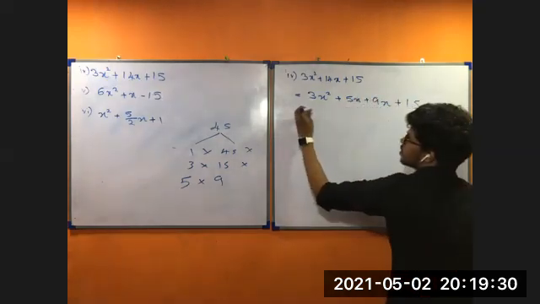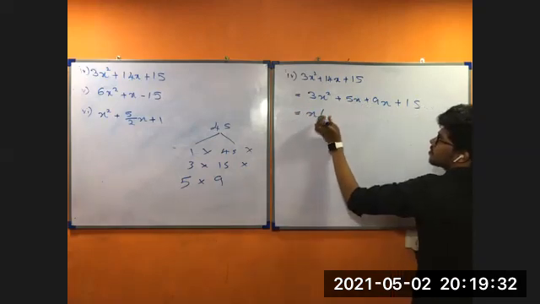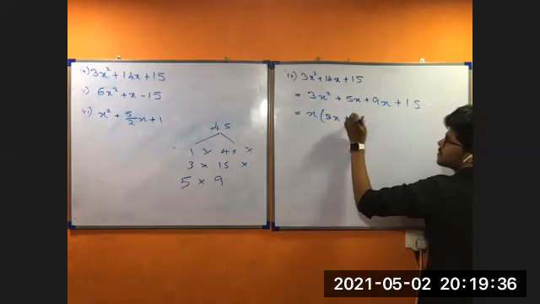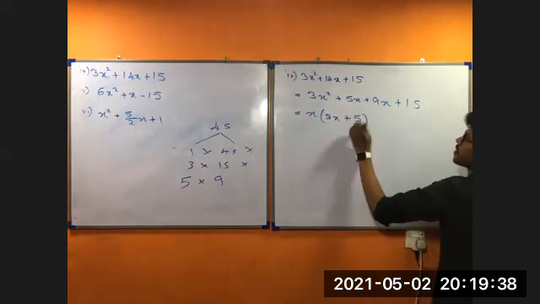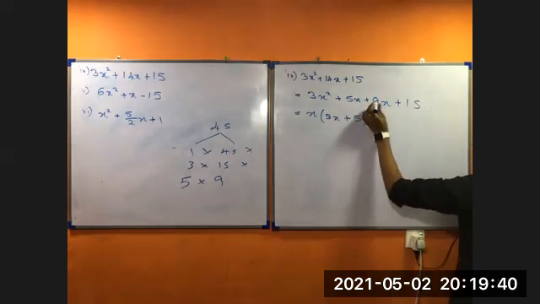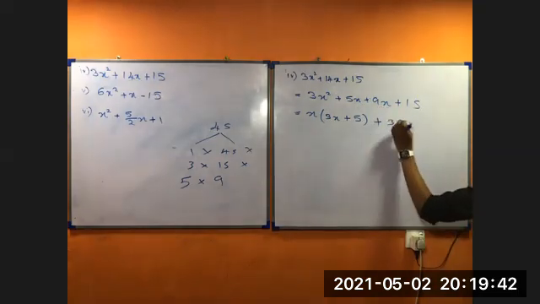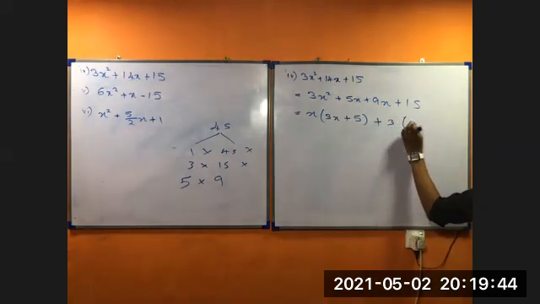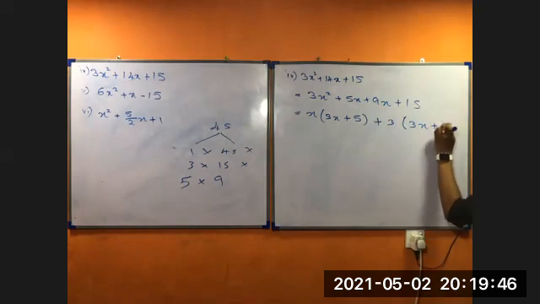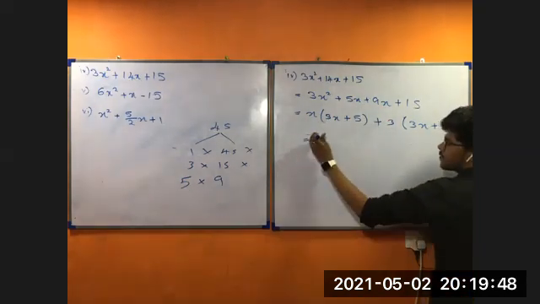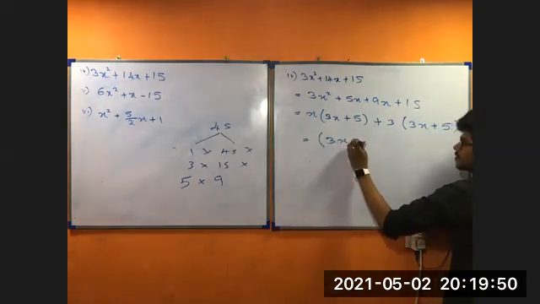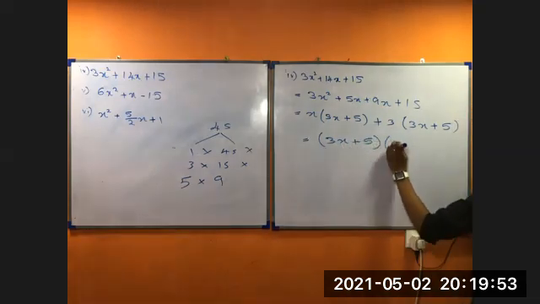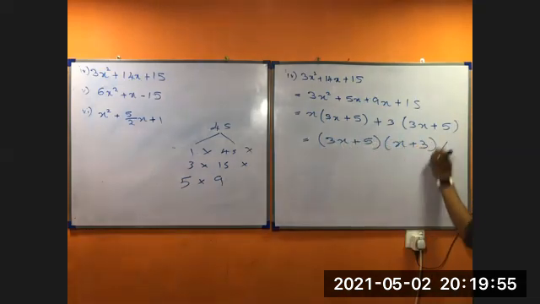So you take x outside. So you have x times 3x plus 5. Then plus, you take 3 outside. You have 3 times 3x plus 5. So now you take 3x plus 5 outside. You have x plus 3. Done.